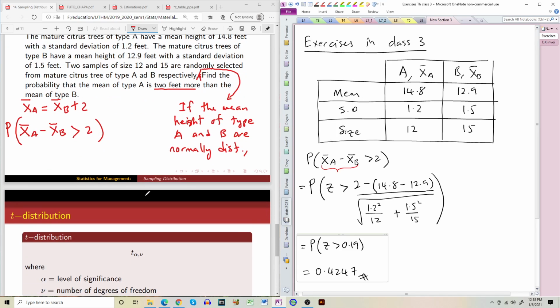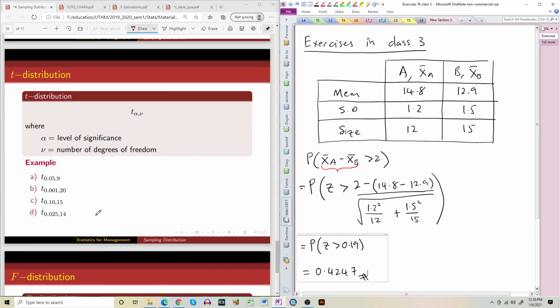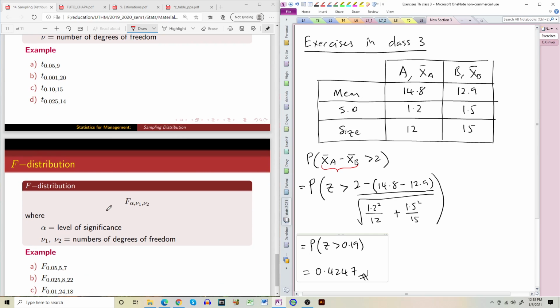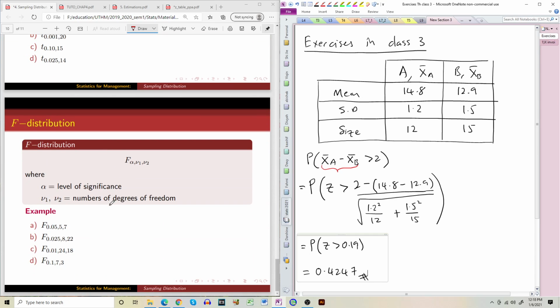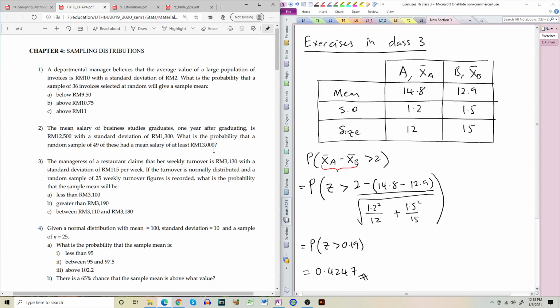Now we have finished the slide. Of course, there are 2 more slides here, T distribution and F distribution. These two slides I will go through later on. Now let us move on to tutorial 4, chapter 4, exercise 1.